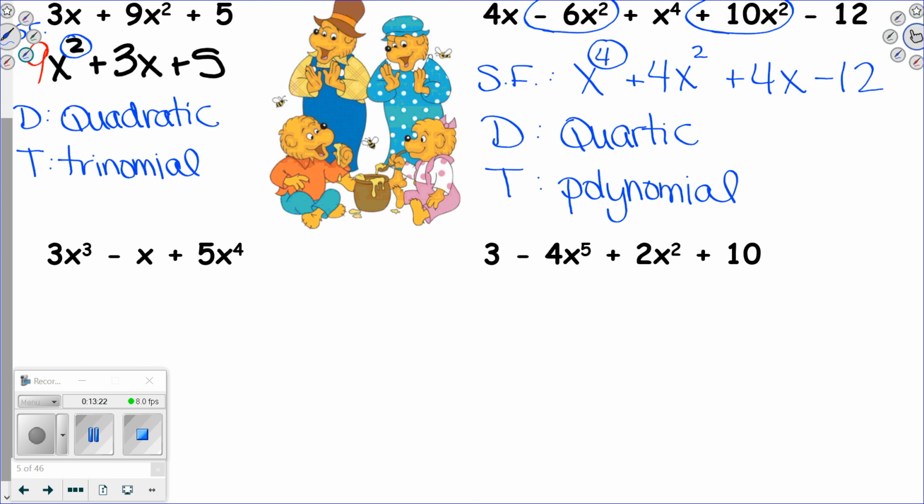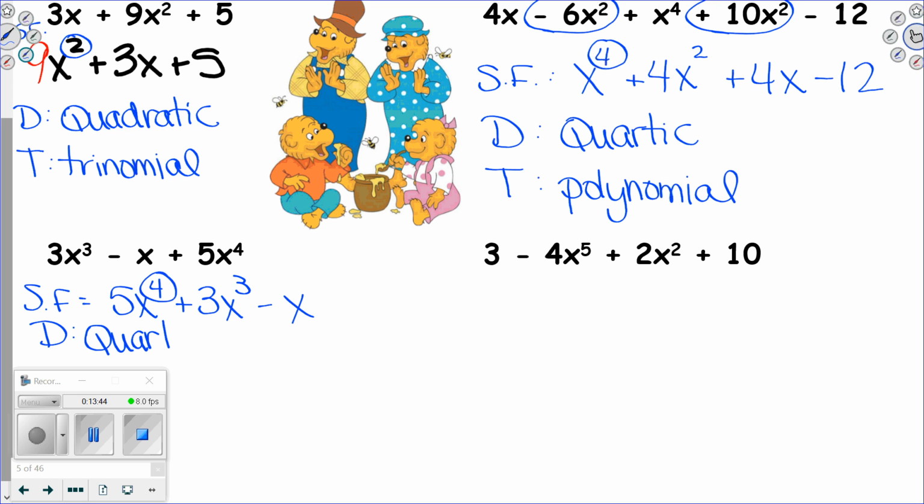All right, how about the third problem here? 3x cubed minus x plus 5x to the 4th. Good, 5x to the 4th plus 3x cubed minus x. All right, how about the degree? Quartic again, because that first one is a 4. And then by the number of terms, trinomial.